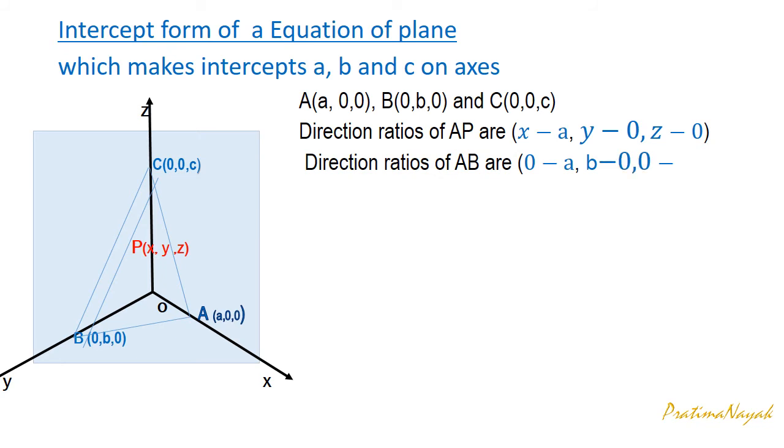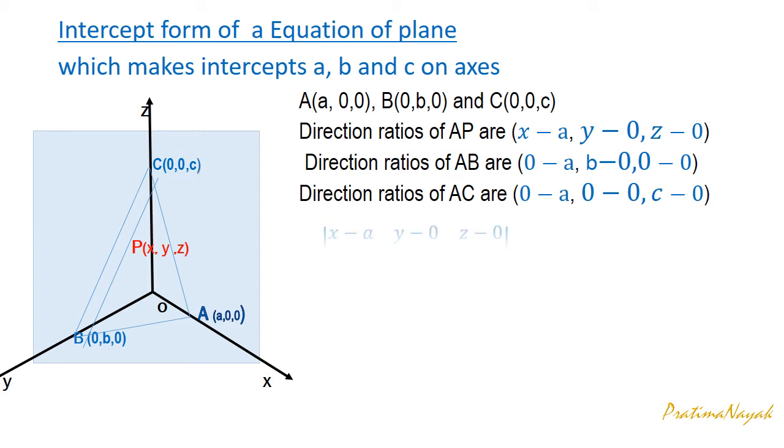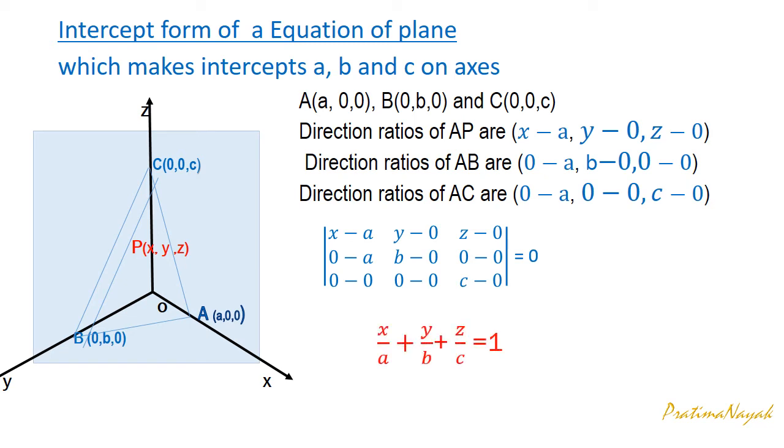And direction ratios of AC are 0 minus a, 0 minus 0 and c minus 0. By putting them in a determinant, we will get the rows (x minus a, y minus 0, z minus 0), (0 minus a, b minus 0, 0 minus 0), (0 minus a, 0 minus 0, c minus 0), equal to 0. Now if we simplify this and write it in proper form, it will be x upon a plus y upon b plus z upon c is equal to 1, when a, b, c are the intercepts on the axes.